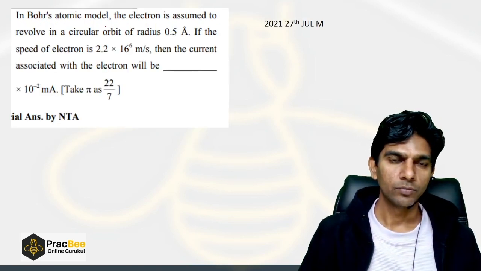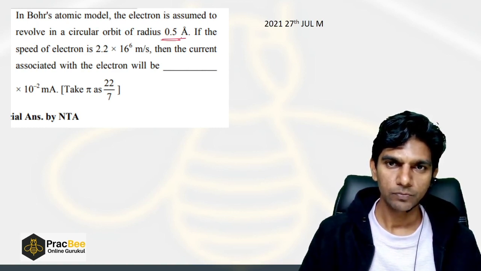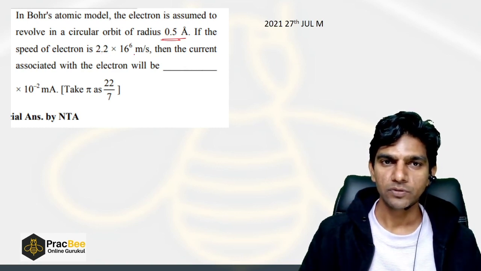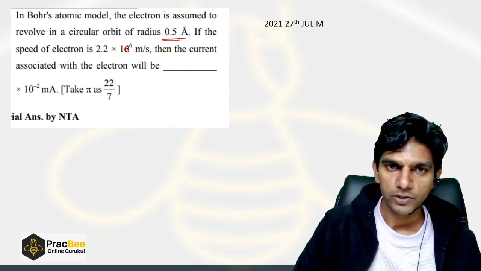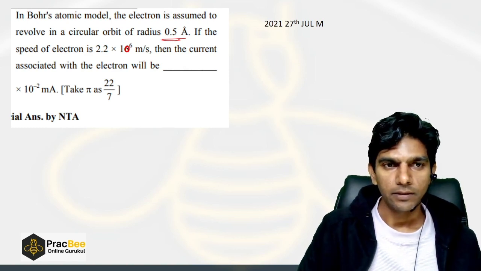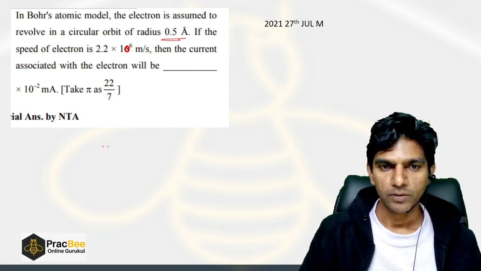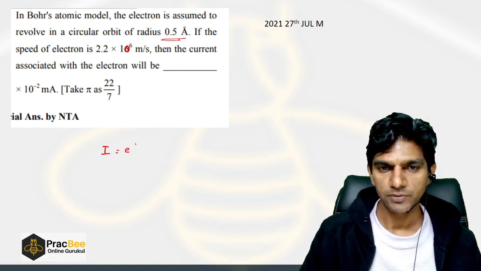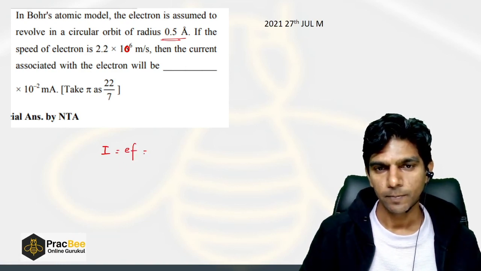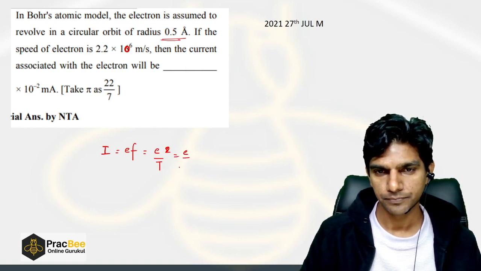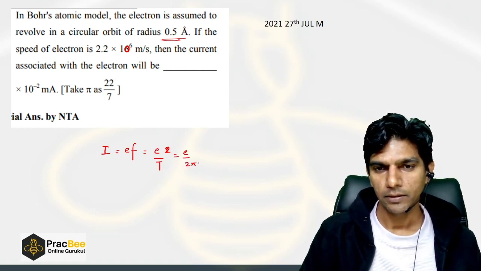Now let us see one more question. In Bohr's atomic model, the electron is assumed to revolve in a circular orbit of radius 0.5 angstrom. If the speed of the electron is 2.2 into 10 raised to power 6 meters per second, then the current associated with the electron will be? We know that the current is charge times the frequency, and frequency is the reciprocal of the time period, and time period is nothing but distance 2 pi r upon speed.